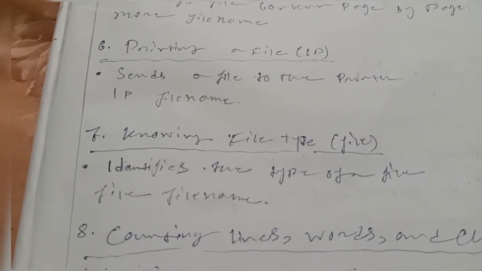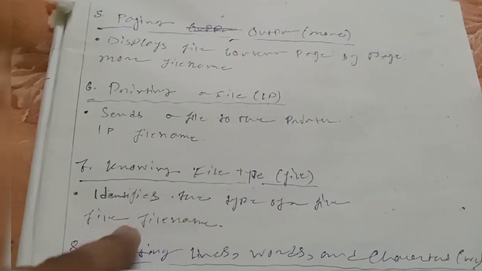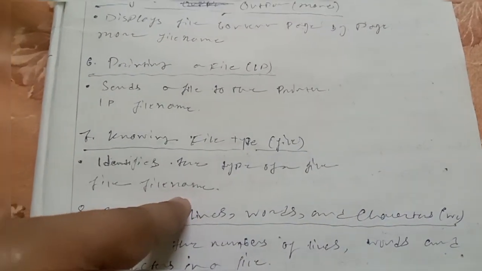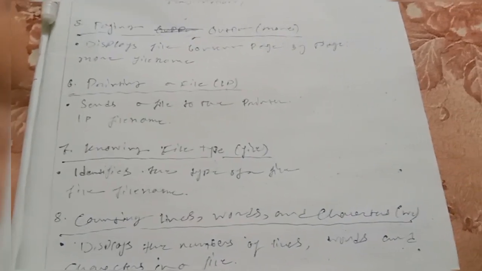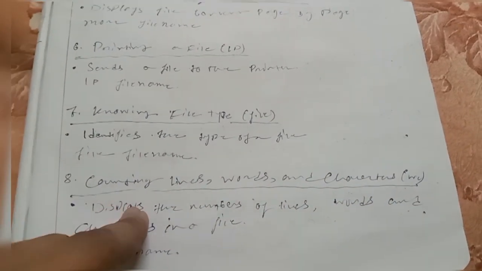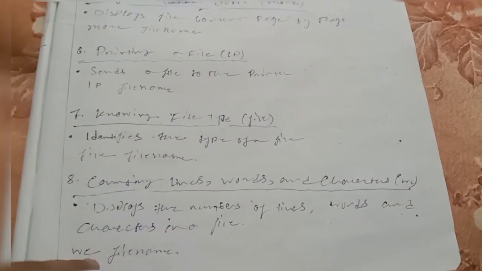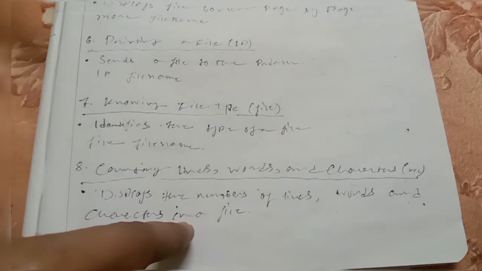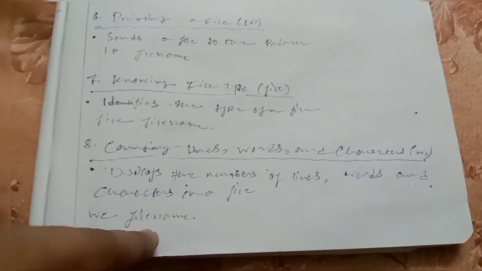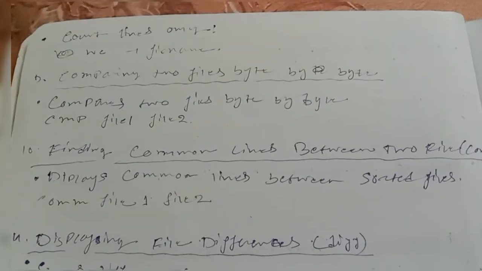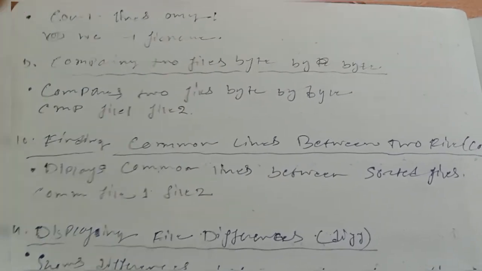Then knowing the file type. If you want to know the file type, you write file, which identifies the type of a file, and then the file name. Then counting lines, words and characters: wc displays the number of lines, words and characters in a file. So wc file name displays the number of lines, words and characters in a file. Then wc -l file name counts only lines.